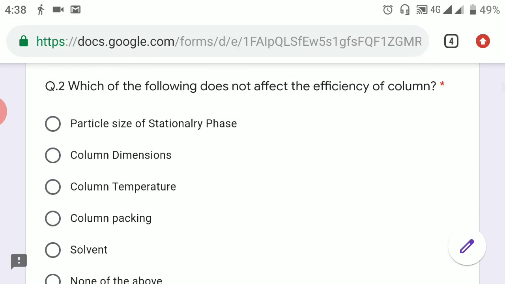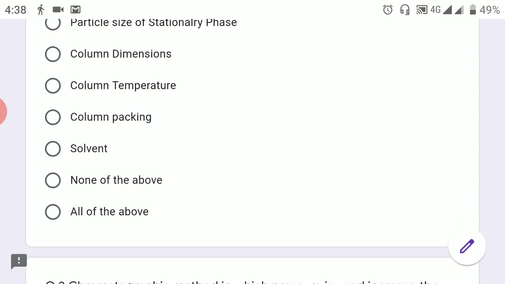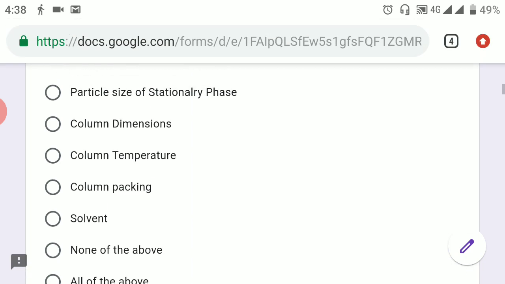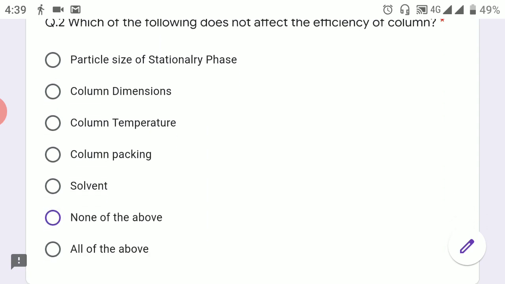As we have studied, all these factors definitely affect the efficiency of column, because all these belong to the column: particle size of stationary phase, column dimensions, column temperature, the type of packing, the types of solvents used. So the answer should be none of the above, because all these factors affect, and the question was the factor which does not affect. So the answer should be none of the above.